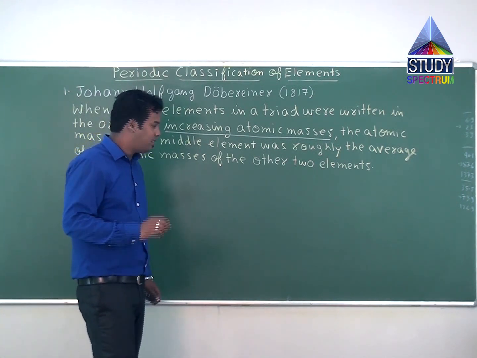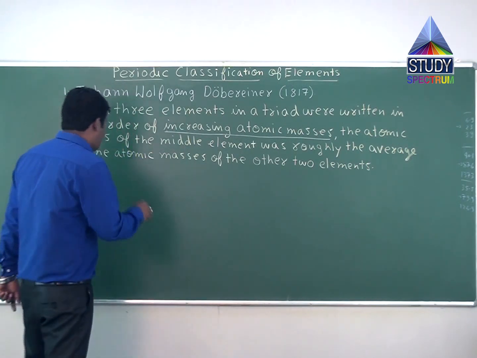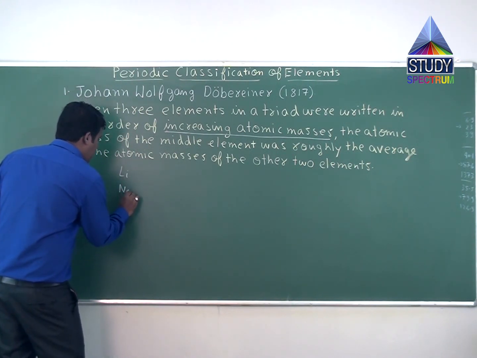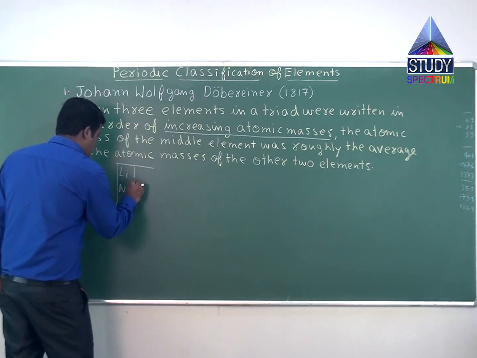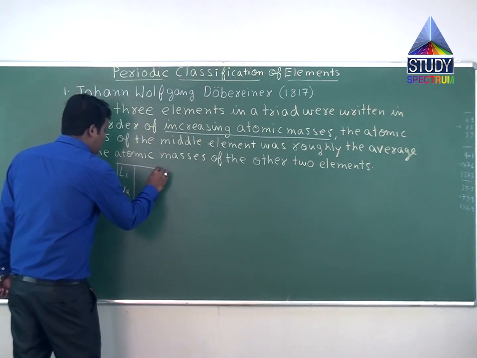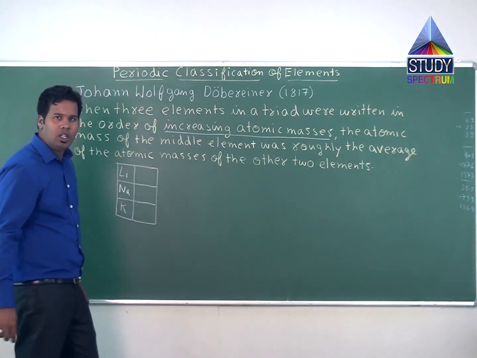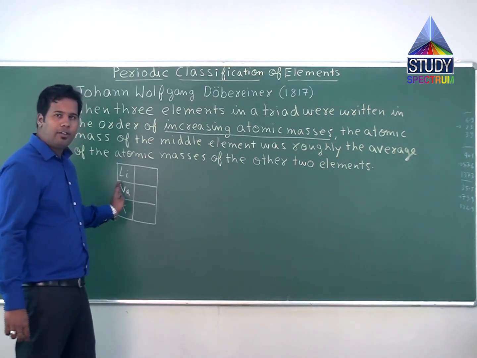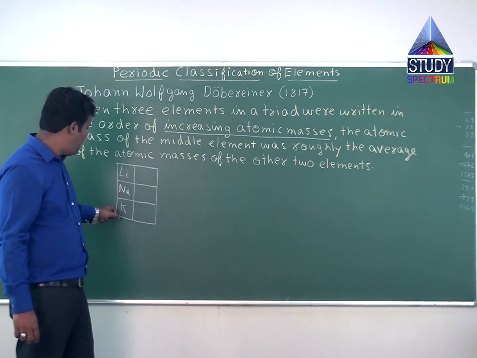How? Let us see an example. He formed three triads from the elements known at that time. The first triad he formed was lithium, sodium and potassium. Now you must be wondering why I have kept a column empty here right after the elements mentioned in the first column. Correct? The first triad he formed was from three elements, that is lithium, sodium and potassium.